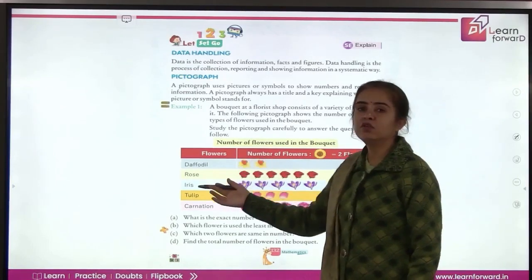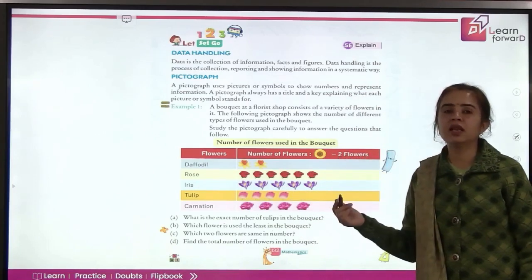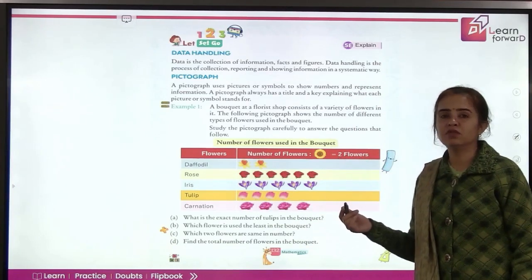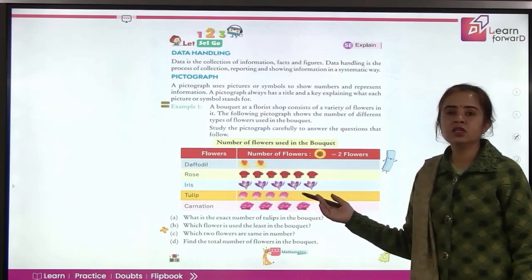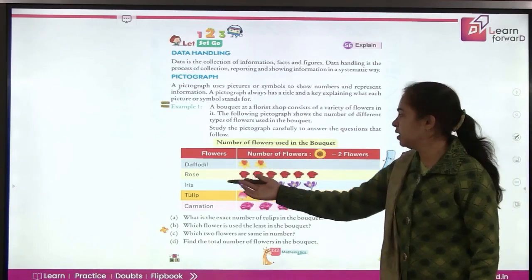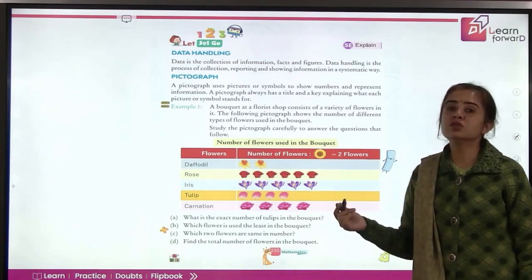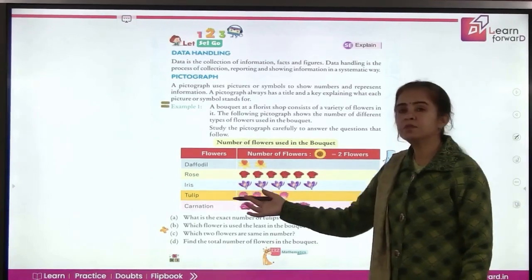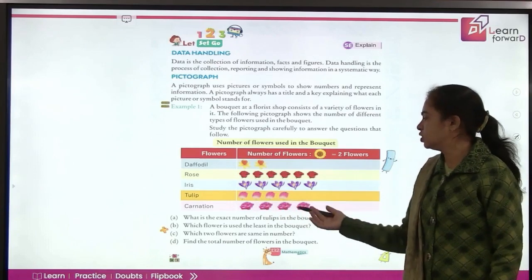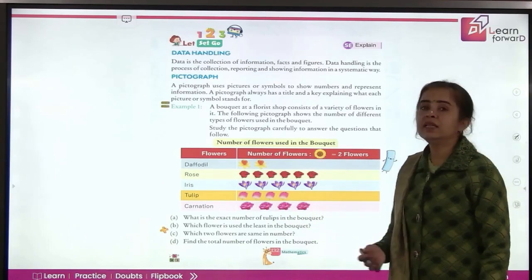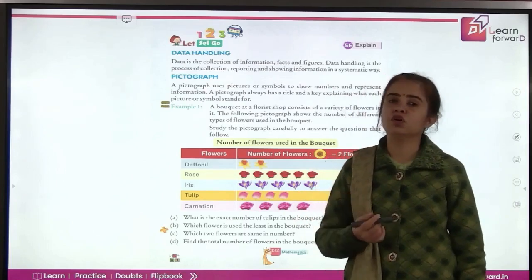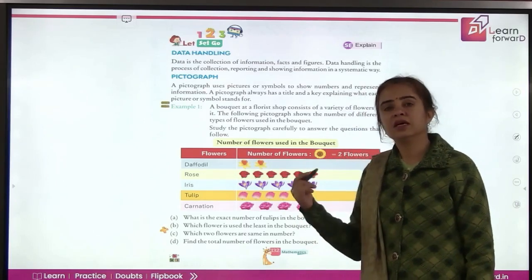Like we have daffodils. So can you, just looking at the picture, tell how many of the flowers are daffodils there? Just 2. Then roses, how many is he using? 6. How many iris is he using? He is using 5 of them. And tulips, just 4. And carnations, he is using 4 again. So in this way, it becomes easier for you to interpret the data.